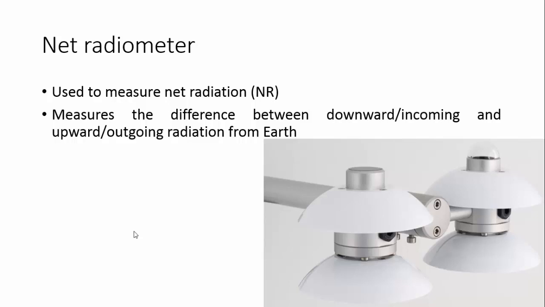So the pyranometer and pyrheliometer measure only the receiving radiation, whereas the net radiometer measures the incoming radiation as well as the upgoing or outgoing radiation from the earth. That is because of diffusion or reflection. Some amount of energy will be redirected to the atmosphere from the earth. So this net radiometer measures the difference between the downcoming radiation and the outgoing radiation from the earth. So it gives the difference between these two things. That's why it is called a net radiometer.